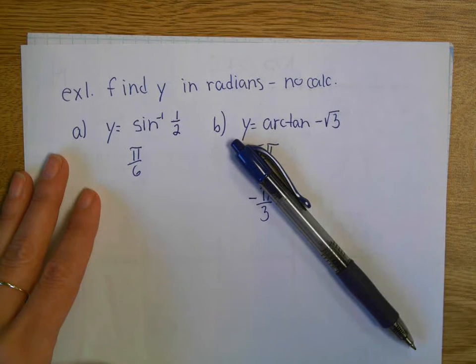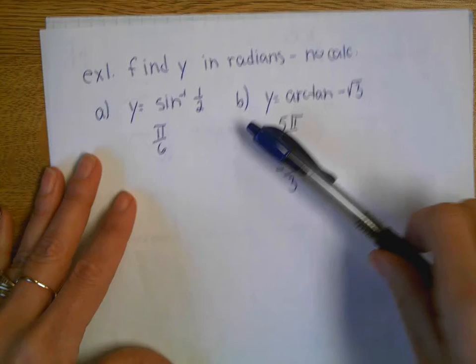Let's just say if you're in quadrant 4, you've got to convert it to a negative. Okay, moving on.